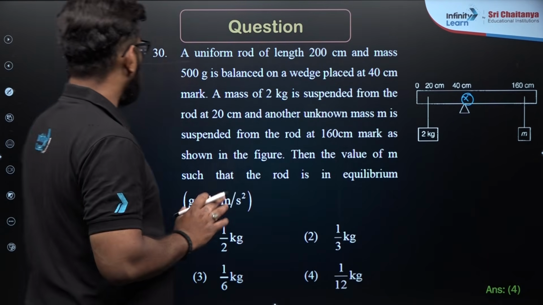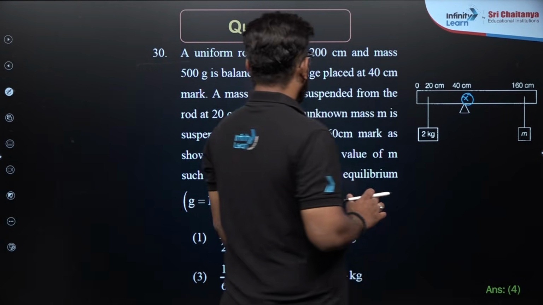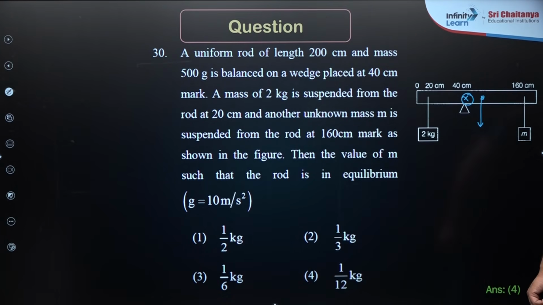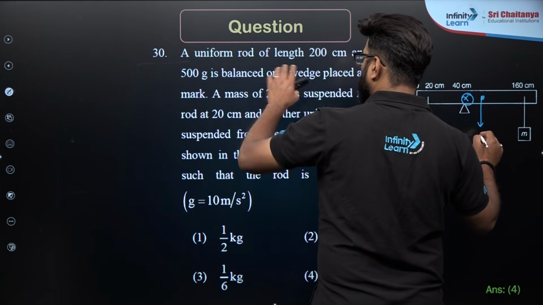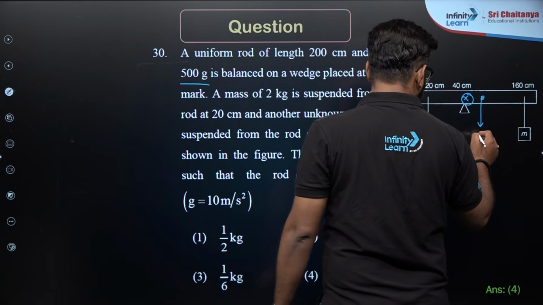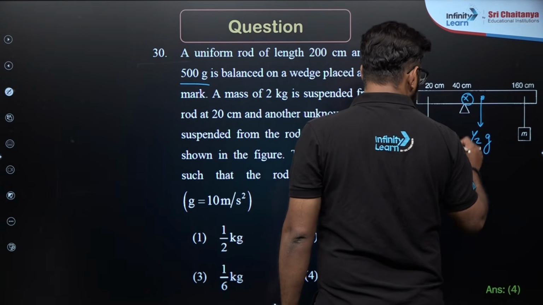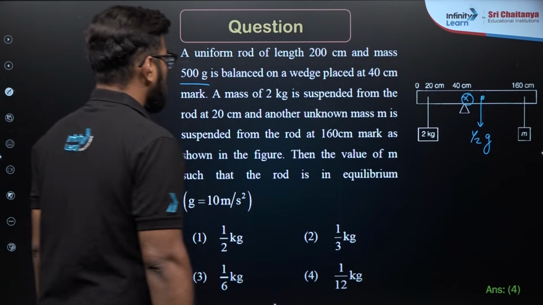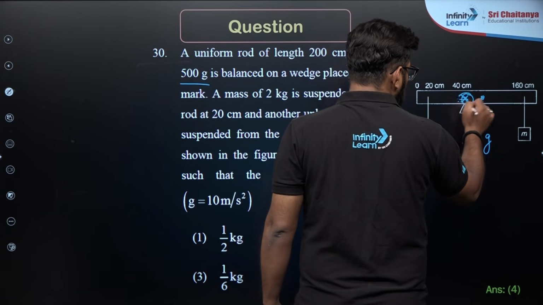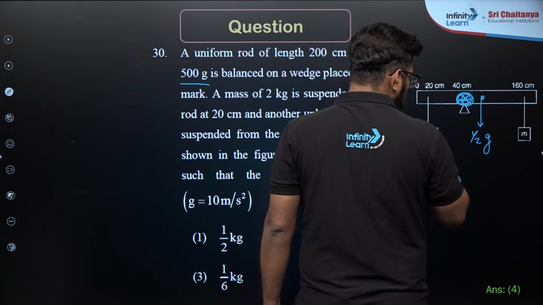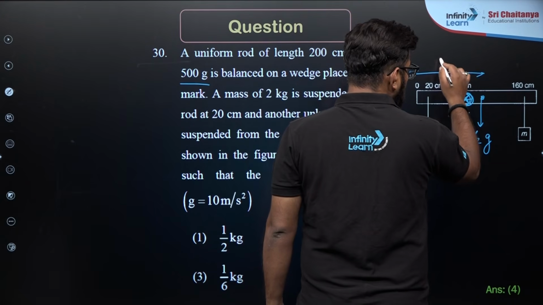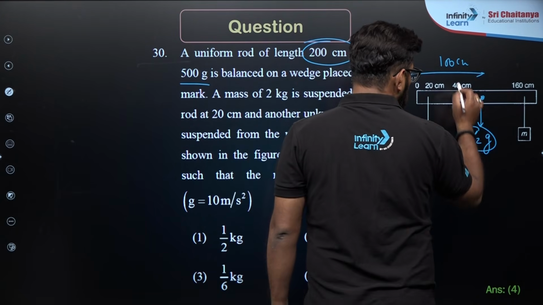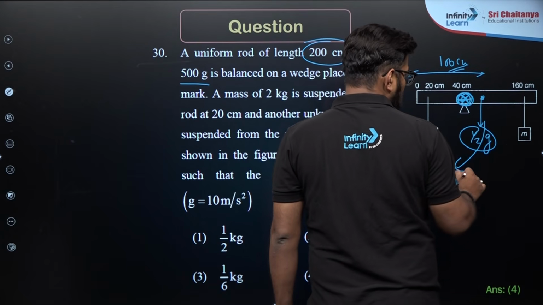Uniform rod of length 200 and mass 500 gram. So at the 100 centimeter mark, you will have the mass which is 500 gram, which you can consider as half kg, so 1 by 2 into g. Then there is a wedge placed at 40 centimeters. We don't know anything about the wedge, so let's assume we are going to calculate net torque equals 0 about the wedge only. This is at the 100 centimeter mark, right? Because the entire length is 200. So half g into 100, which will be clockwise.